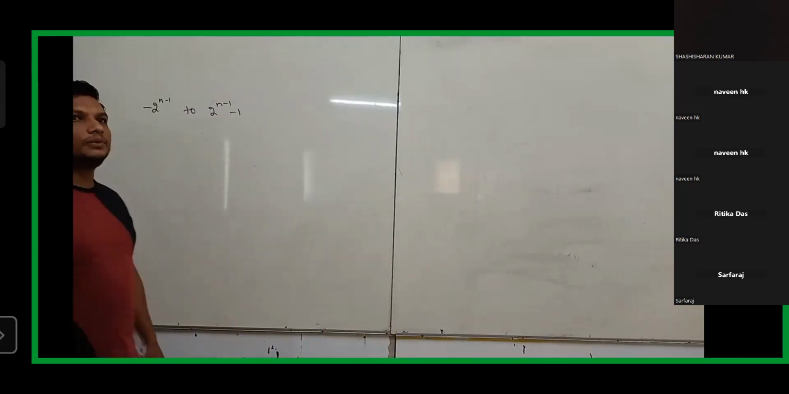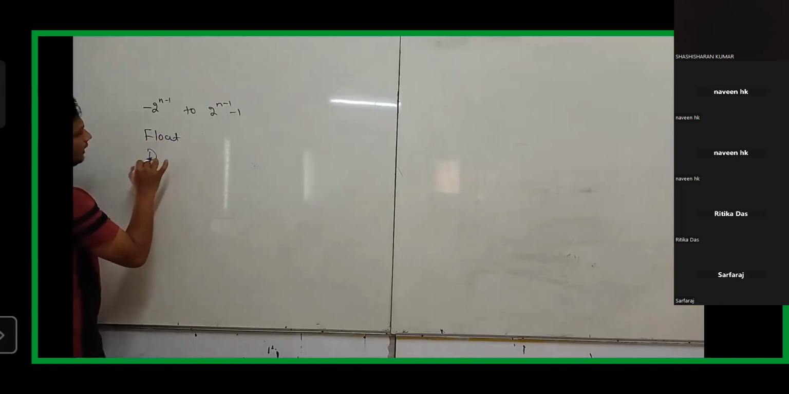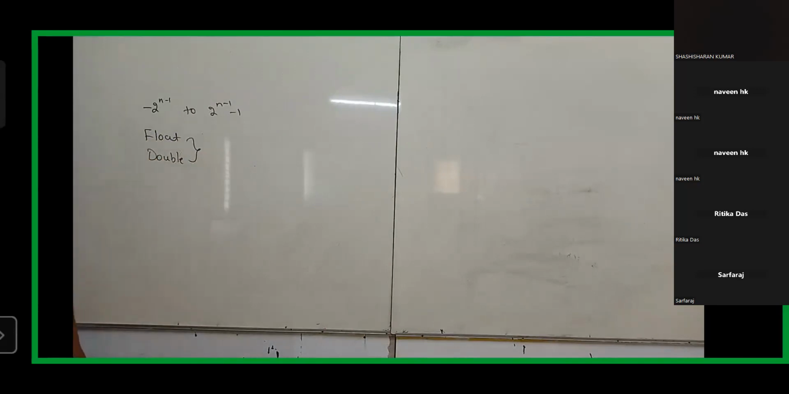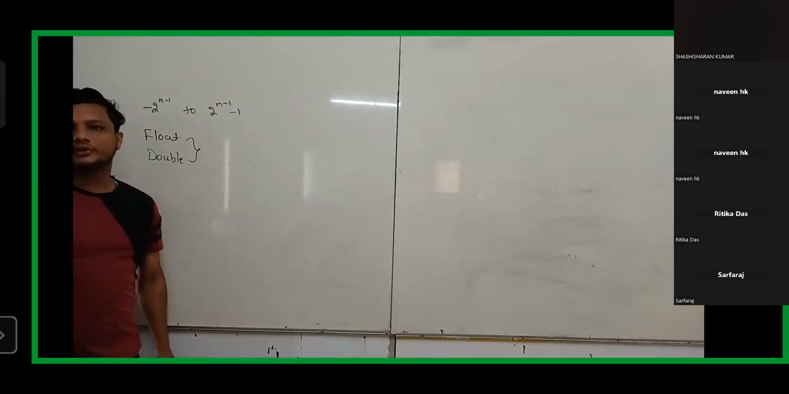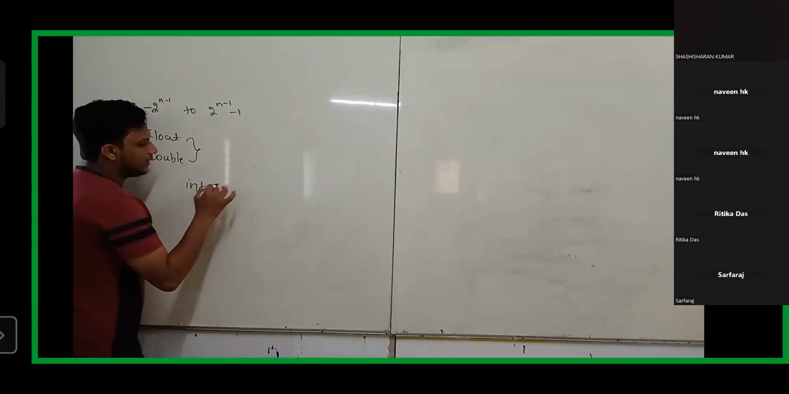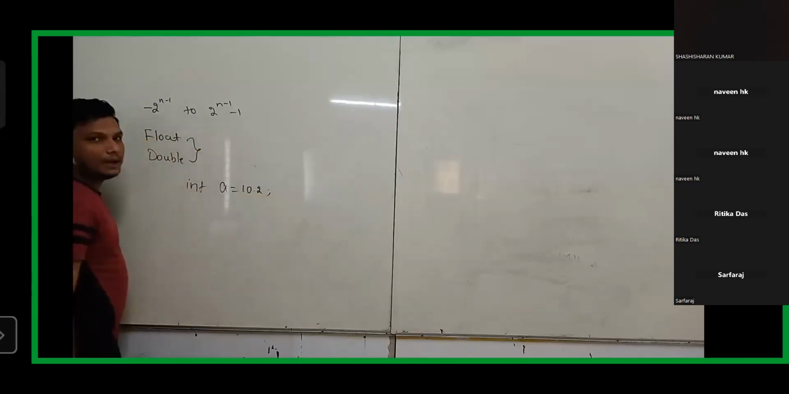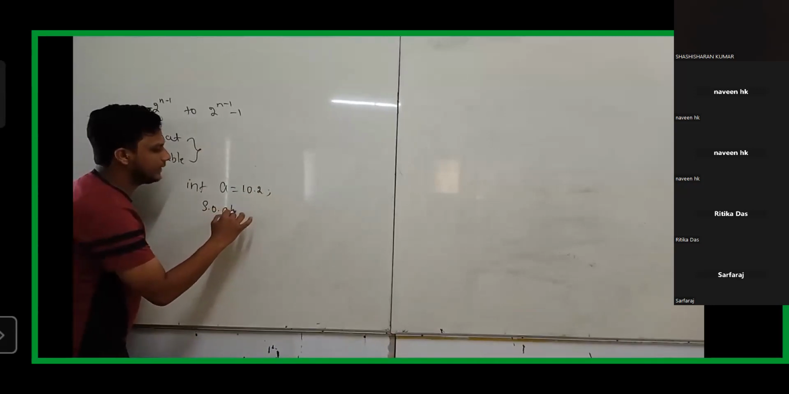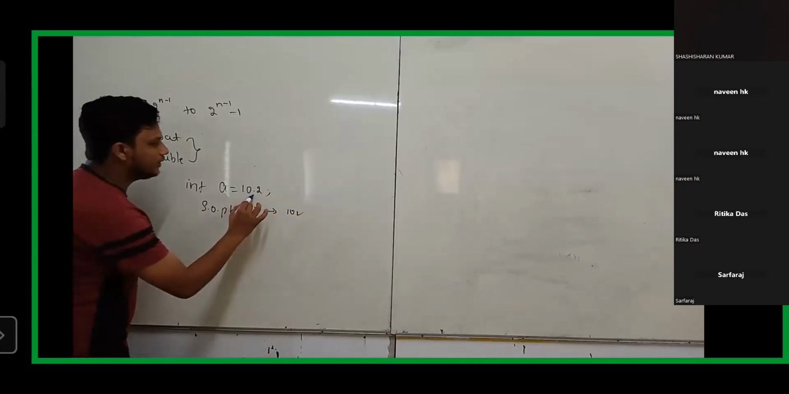Next we'll come to the real data. There is something called float and double. These are the two data types that will store the number along with the floating decimal points. For example, if you declare int a is equals to 10.2, then what will happen? It will not store the decimal data. If you write System.out.println(a), the output will come as only 10. It will not print 0.2.